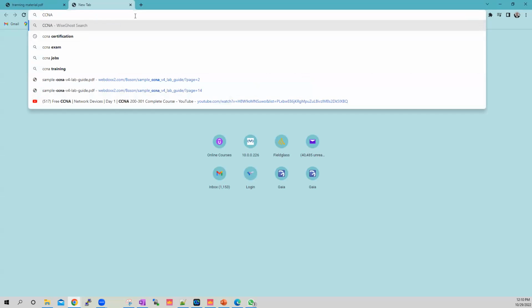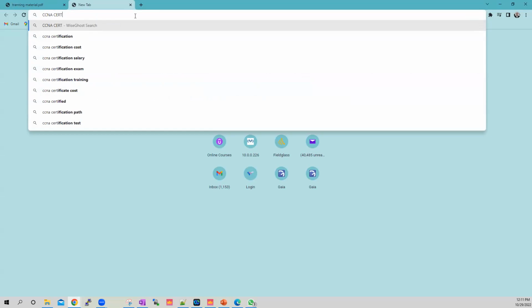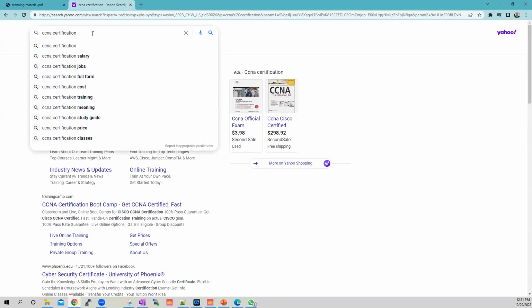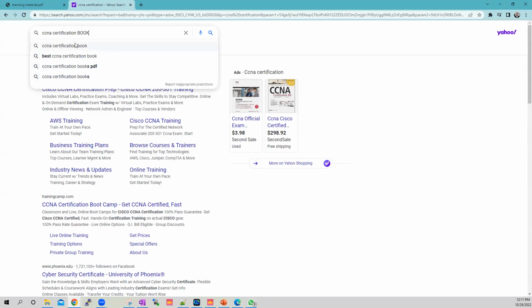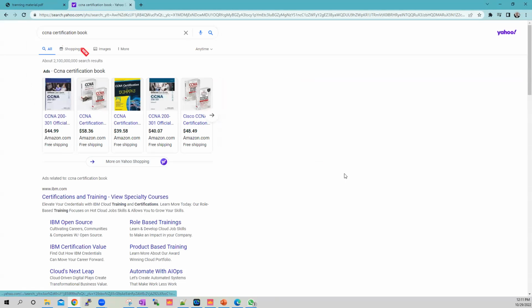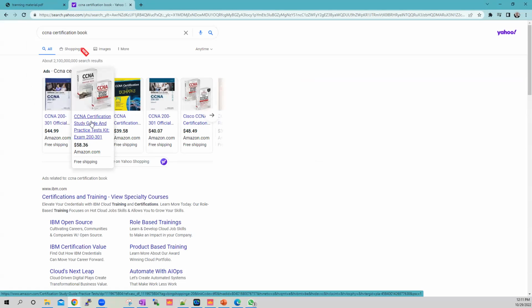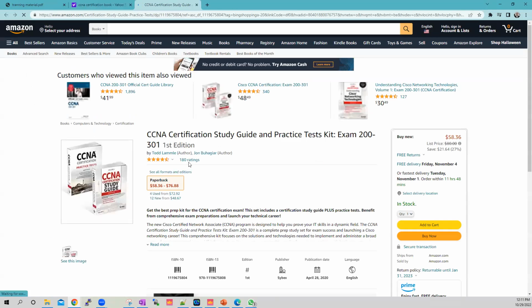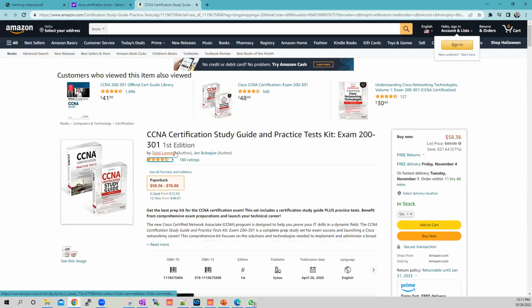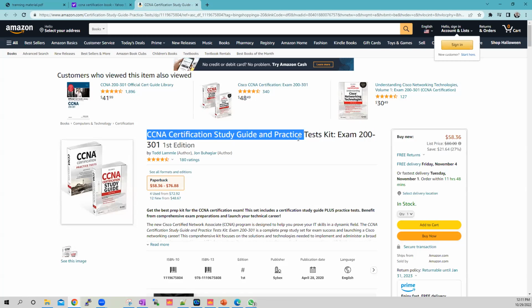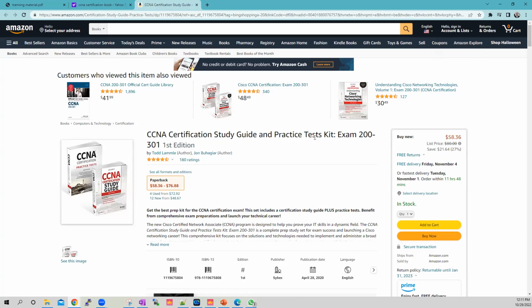CCNA certification book. This particular one by Lammle. The author is Lammle or something like that. If you can get your hands on this, it's very good. Not this practice one, it's 2 in 1, but you can get only 1. But what I'm saying is, this particular one.